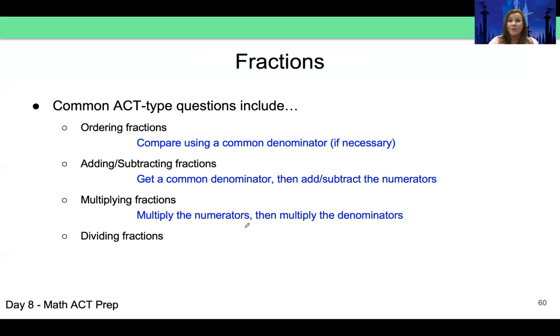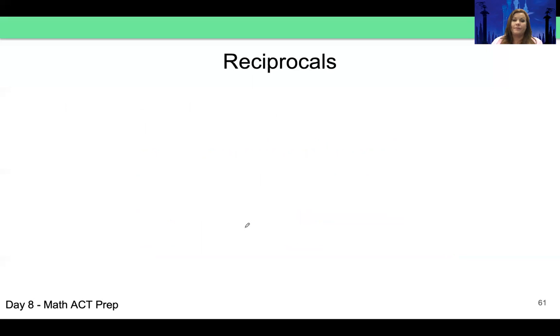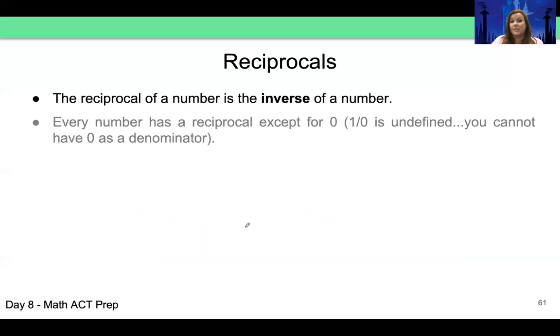Because when you divide fractions, you need to remember same, change, flip. Keep the first fraction the same, change the division to multiplication, and then flip the second one. Use the reciprocal of the second fraction. And that's why we get into reciprocals. What is a reciprocal? It's literally just swapping the numerator and the denominator. That's all it is. And every number has a reciprocal except for 0.